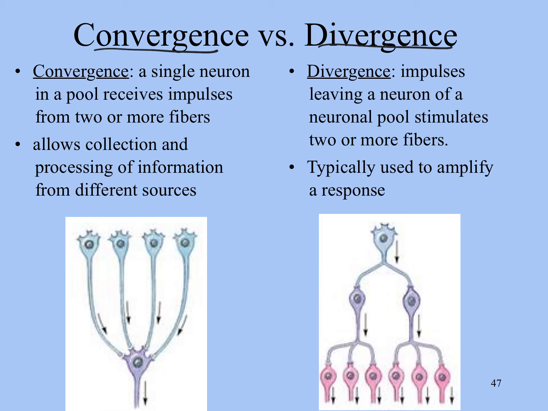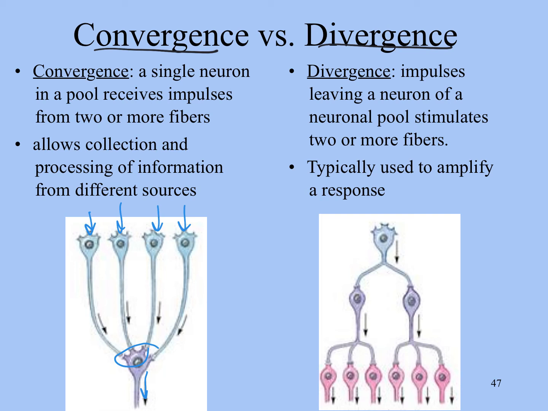Converging circuits is where you have a bunch of neurons coming from different sources that all converge onto one specific neuron to give some sort of output. And again, if you think about it, this is a way of integrating information.